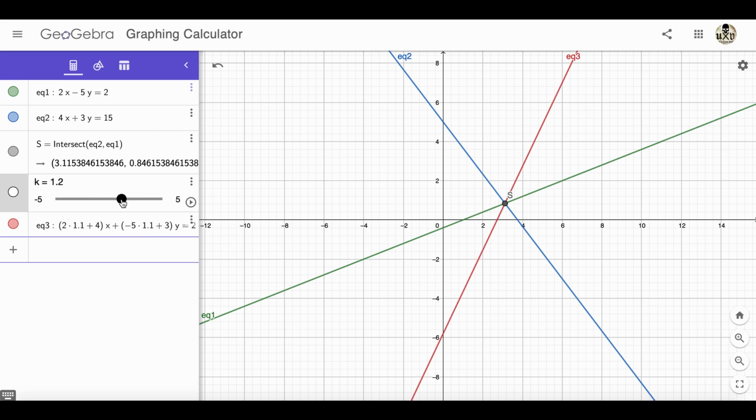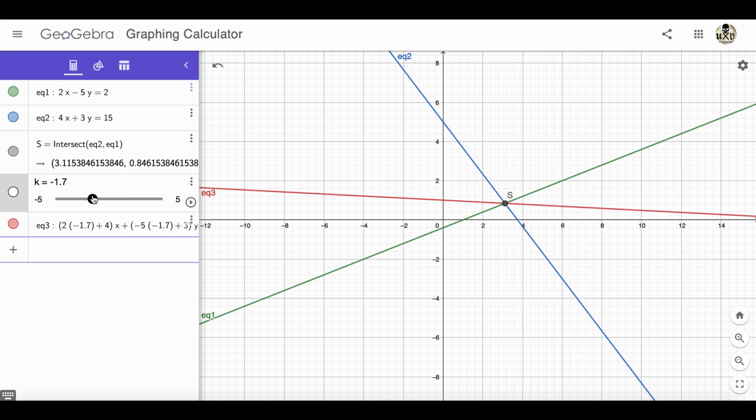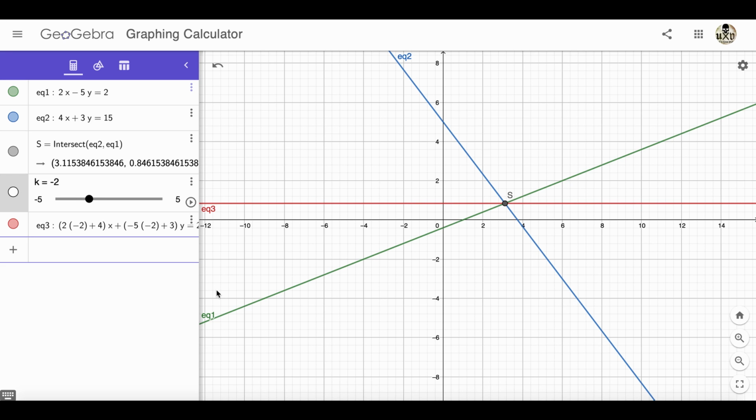And then if we change k some more, you can see that eventually you'll end up with a horizontal line. So there is a value of k for which, when you multiply it by one of the equations and add them together, it produces a horizontal line. And of course it still passes through the solution point. And a horizontal line has the equation y equals a number, which means that it reveals the y-coordinate.